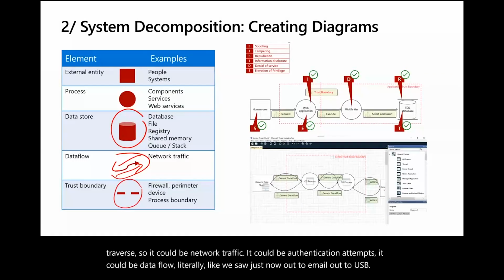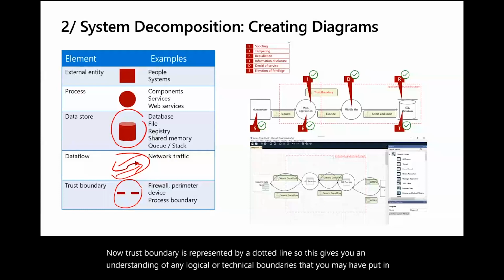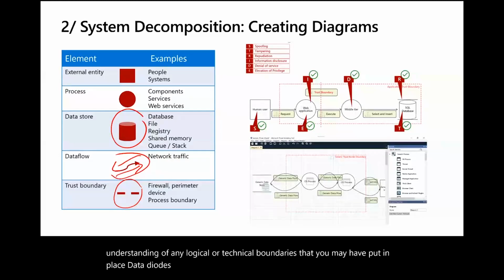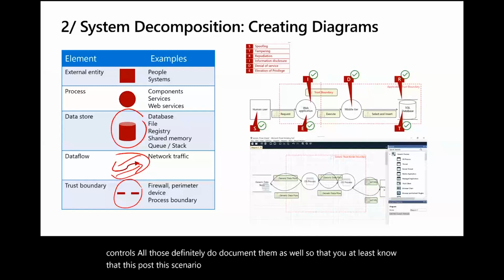Now, a trust boundary is represented by a dotted line. This gives you an understanding of any logical or technical boundaries that you may have put in place: data diodes, firewalls, authentication mechanisms, etc. RBAC controls, all of those, definitely do document them as well, so that you at least know that this scenario is completely impossible because I've already locked it down, and you don't waste time trying to hunt for something that definitely is not possible.